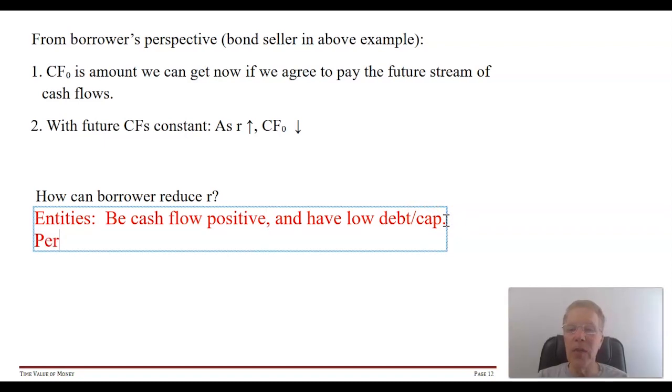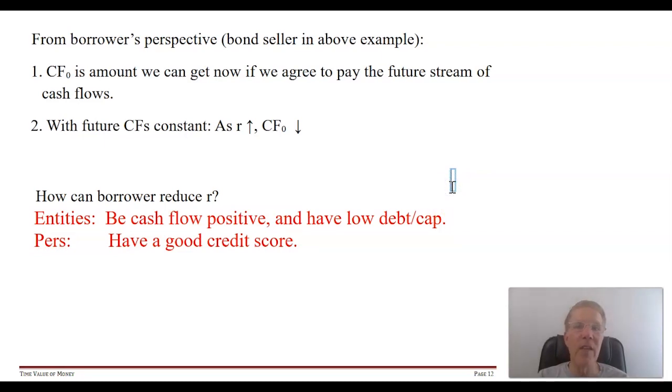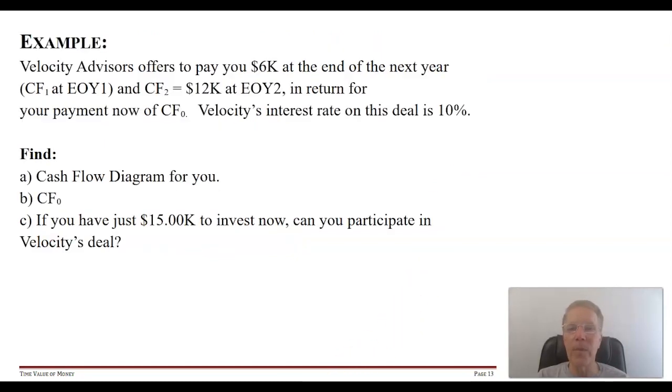And for personal, for mere mortals like you and me, really the key thing right now is have a good credit score. All loans for individuals and families are based off that individual's or that family's credit score more than any other variable. So a good idea to get and maintain a good credit score.